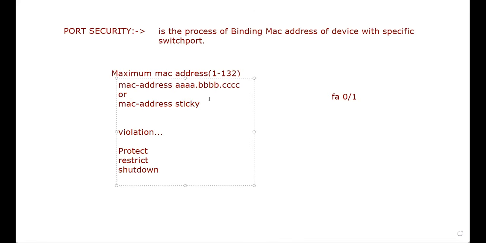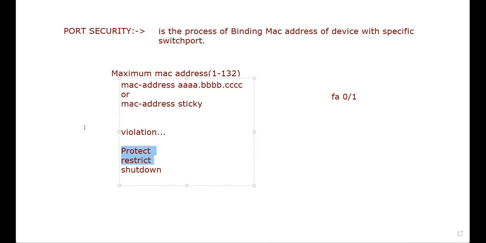This topic is very easy, but you need to understand the concept. This is a small topic. Protect and restrict are similar. If I use the violation protect, then no other PC can ping in my network. But in restrict, we can just check how many people try to break the port security. But shutdown is least used, because if we use the violation shutdown, the port will be shut down and manually we have to bring the port up.